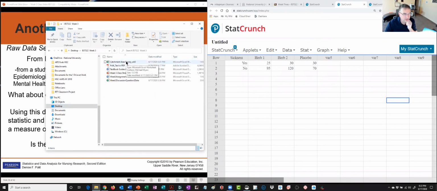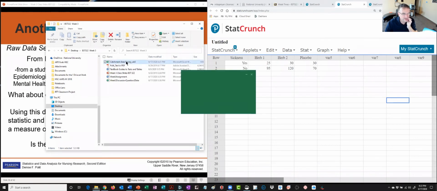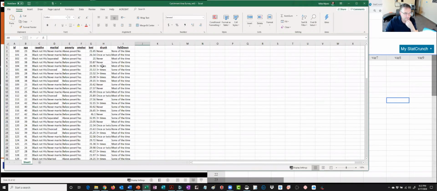You'll do smoking. So if we look at this catchment area survey, here the labels are pretty self-explanatory. There's about 100 subjects. We have race, ethnicity, marital status, poverty status, smoking status, BMI, drink status. So this would be how many times they were drunk in the last month, and then how many times they felt down or depressed is what's here. So there's our data file.